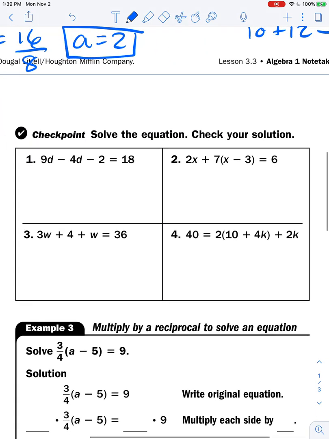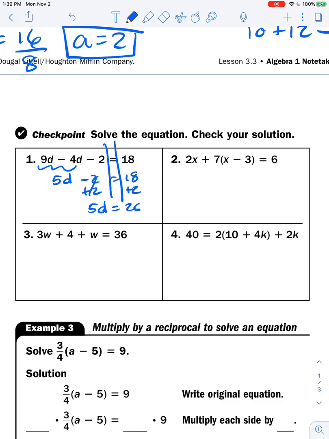So let's try these. I'm going to start with this. I do not need to do distributing here. So 5d minus 2 equals 18. Then I undo subtraction with addition. 5d equals 20. So I undo multiplication with division, and d is 4. Try this next one, stop the video, and then turn it back on and see if you ended up getting the right thing.